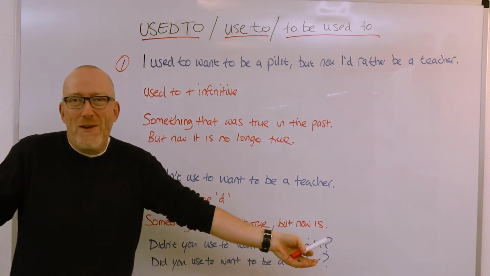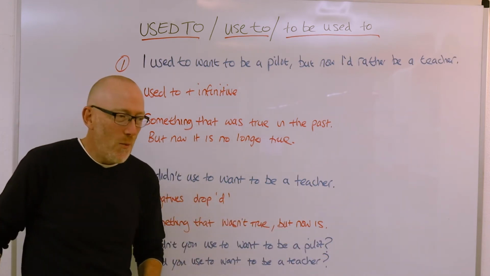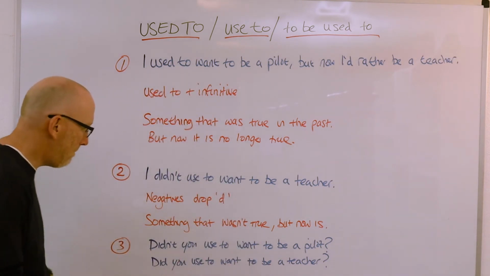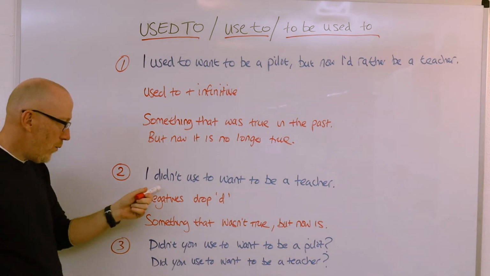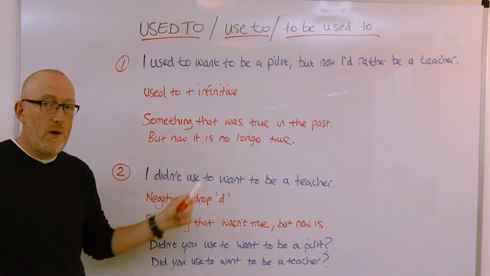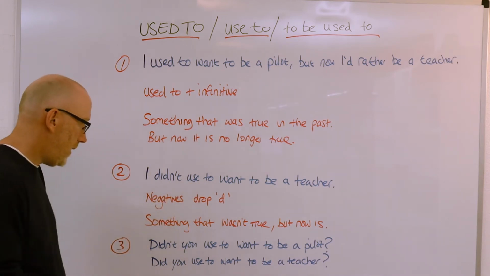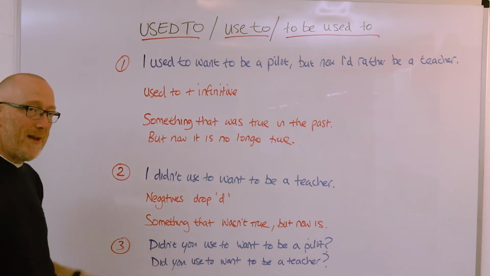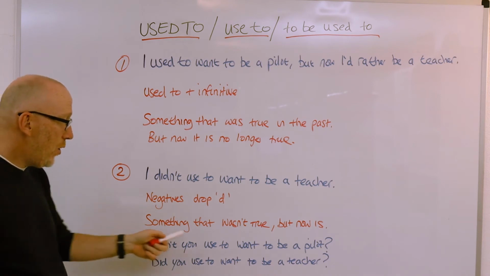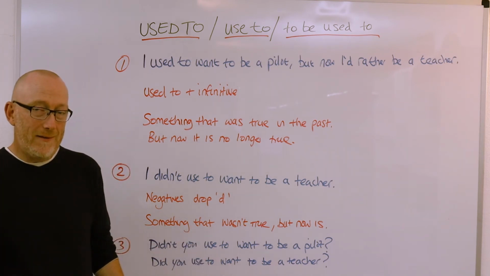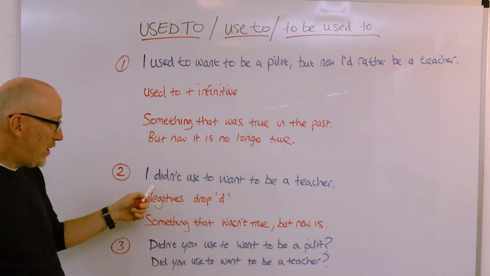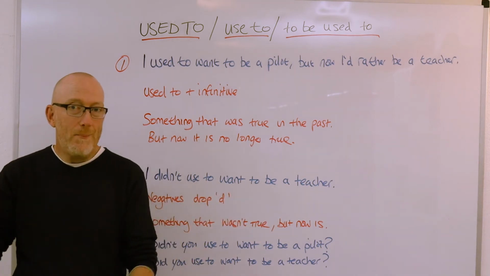Who wants to be a teacher when you're 7 or 8 years old, when you could dream of being a pilot or an astronaut? So the negatives, when we're using didn't, we drop the D, so it becomes used to, not used to. This is basically describing the exact opposite of the first example: something that wasn't true in the past, but now it is true. So, I didn't used to want to be a teacher, but I do now.